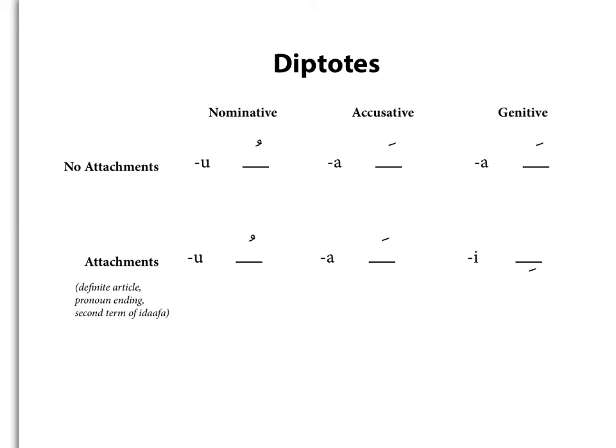However, when there are no attachments, when you have a plain indefinite word, then the vowels are different. First of all, notice that there is no nunation. Second of all, notice that the pattern is u for nominative, a for accusative, and a for genitive. So instead of the triptote un, an, in, you get u, a, a.